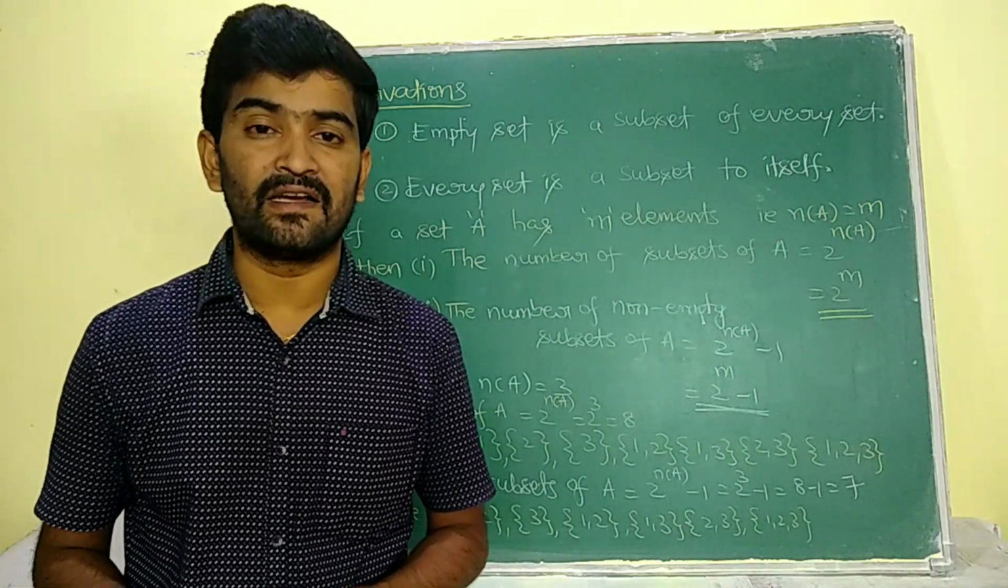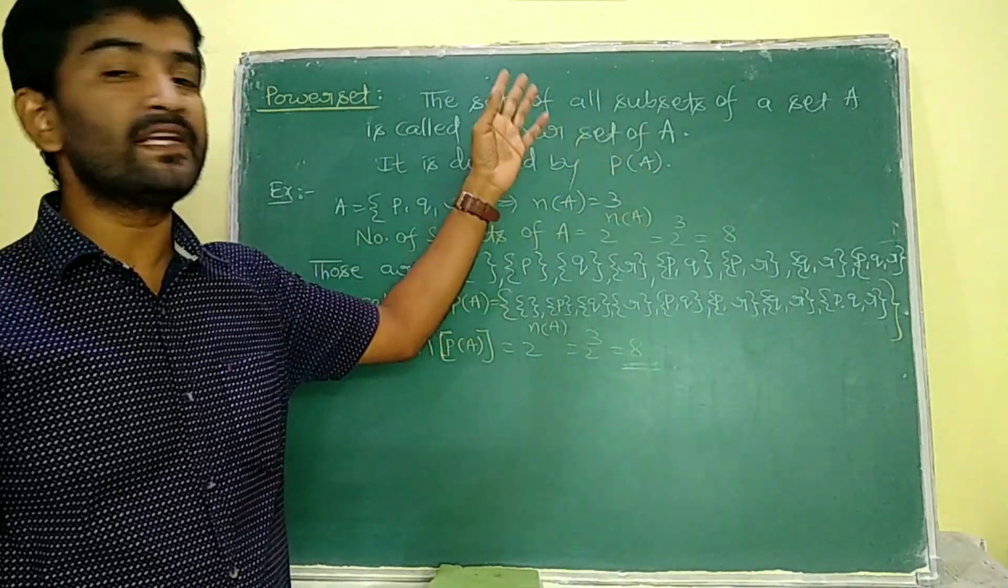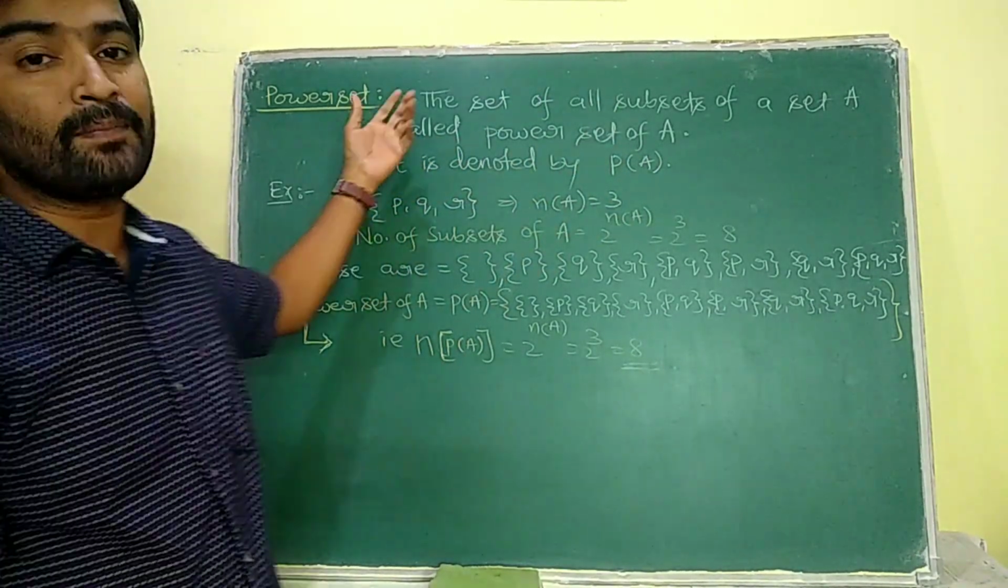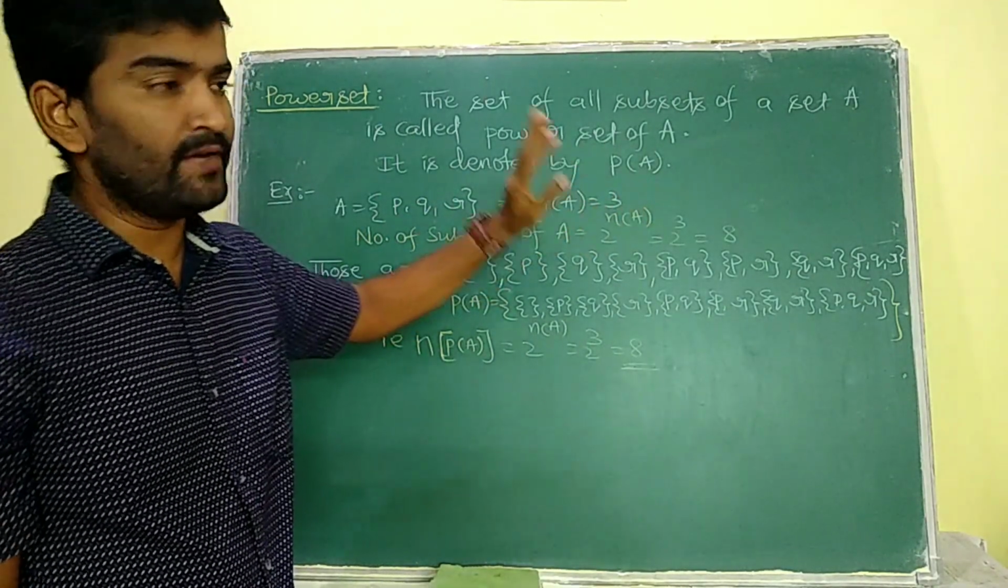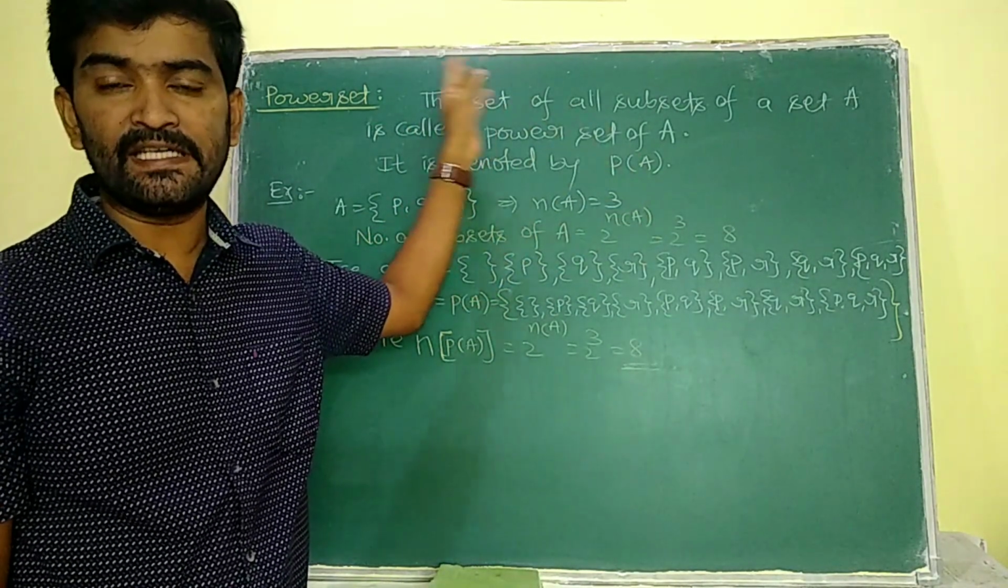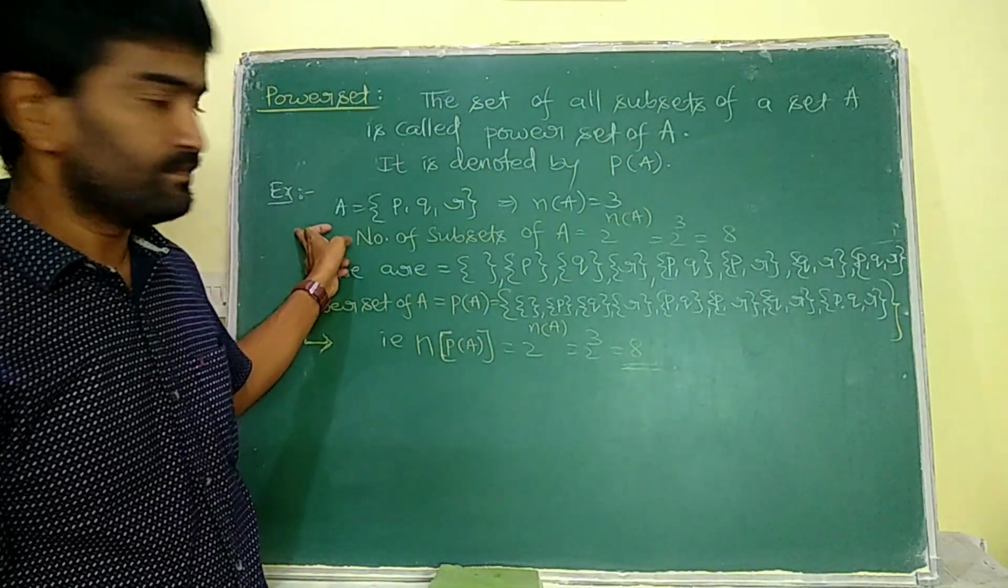We will discuss it clearly. Power set. The set of all subsets of a set A is called the power set of A. It is denoted by P of A. If it is set A, then P of A. If it is set B, then P of B. Okay? Example, let us see.